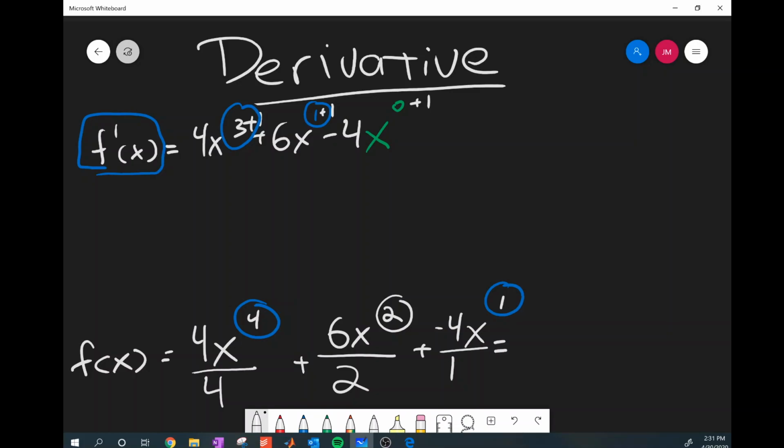So when I solve this, you'll get 4 divided by 4, those cancel. You'll just get x to the 4th. 6 divided by 2 is 3. Plus 3x squared, and then minus 4x, and that 1 can just be left blank. And this is our original function.